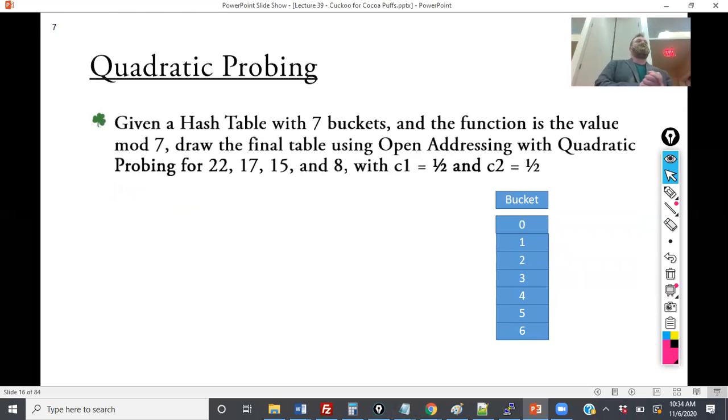All right, so now I would like the class to direct me and tell me what we think the answer is going to be for this problem. This is the same thing. We have a quadratic hash with 7 buckets, and the function is the value mod 7. We want to draw the final table using open addressing with quadratic hash for 22, 17, 15, and 8, with C1 equal to 1/2 and C2 equal to 1/2.